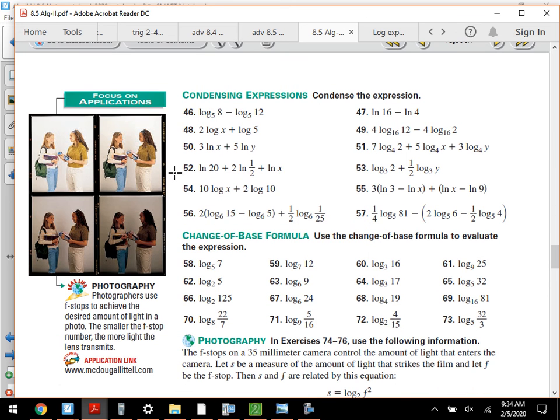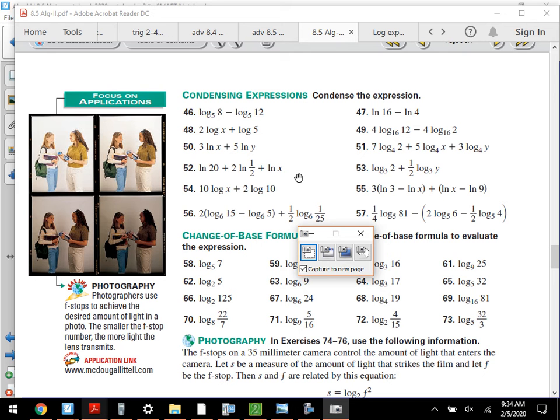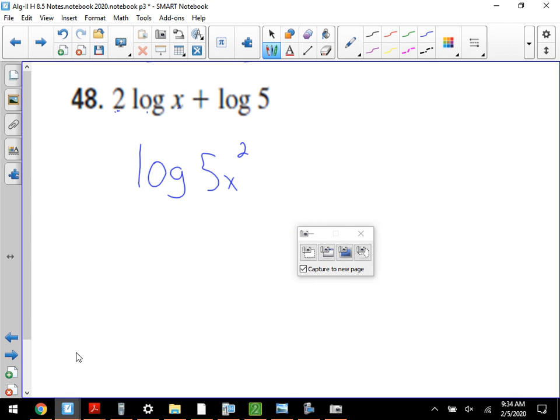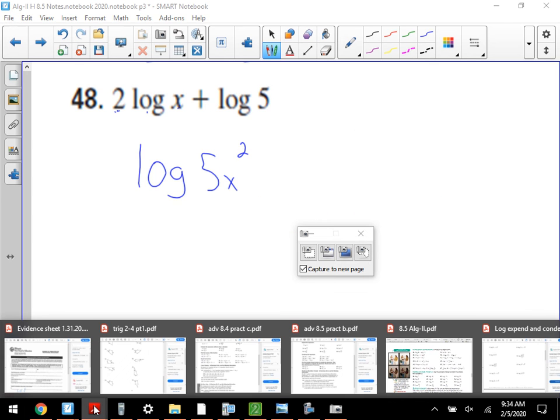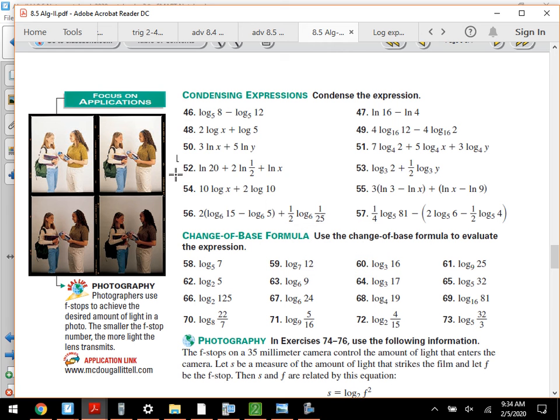52 is very similar to that. In this case, since we're just condensing, we're not doing any real math with natural log. You don't need to rewrite it as log base e. I know some of you tend to write it as log base e as soon as you see it, which is fine. There's nothing wrong with that. It's just kind of irrelevant at this point because you're not doing anything with it. If that makes any sense?